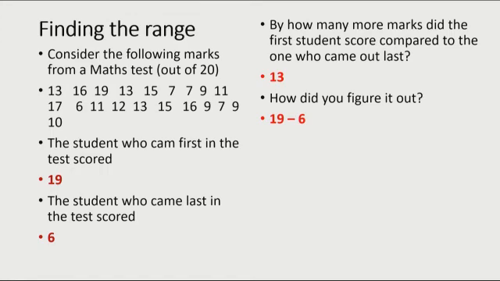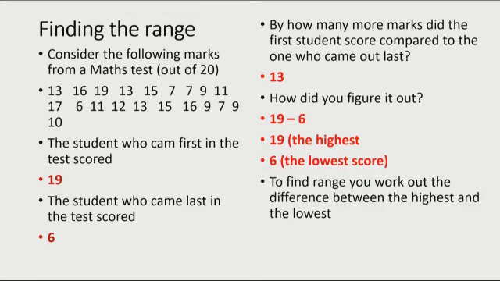Okay. Some of you may have got that. The first one, which is the highest, you've taken away the last one, which is the lowest. Okay. 19 is the highest, 6 is the lowest, and the range, you work out the difference between the highest and the lowest. Now, the word difference, you've done that in primary. When you do difference, you do the takeaway. Not just any takeaway, the takeaway of the highest value, okay, taking away the lowest value.